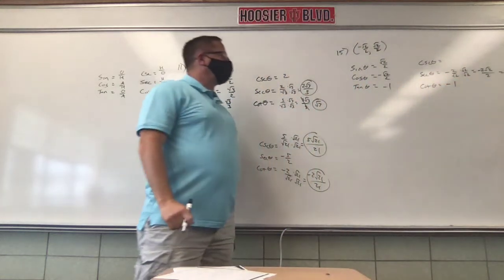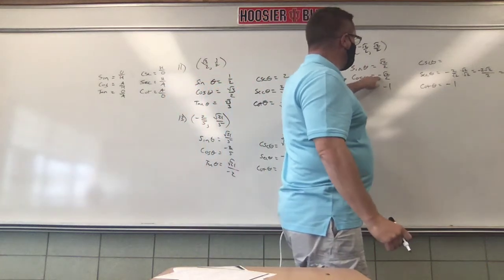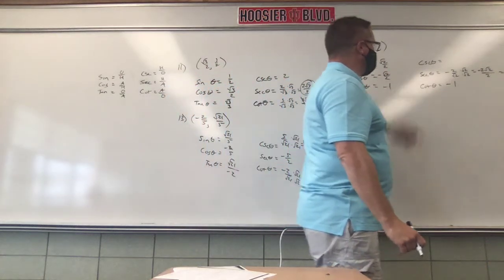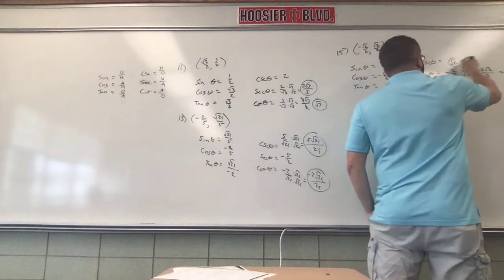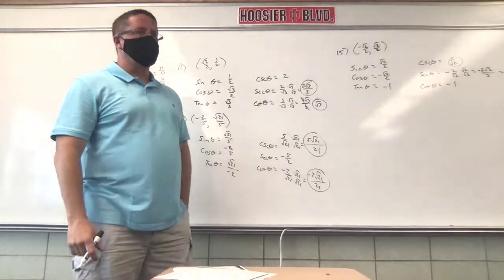I'm not going to show my work on cosecant, and the reason is, these are the same, except for this is negative, so this is going to be positive. So instead of negative radical 2, it's positive radical 2. If you want to show your work, you can, but it's not really necessary.